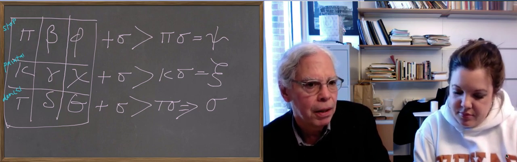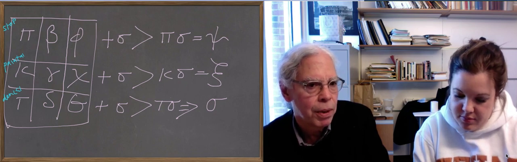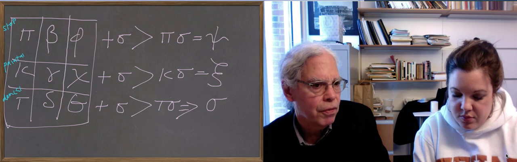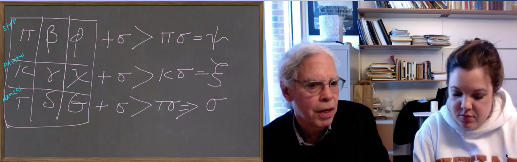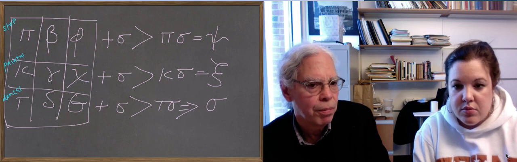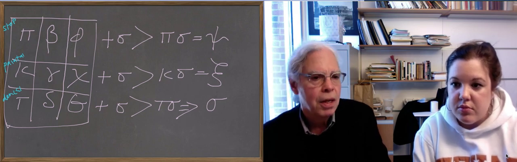In the case of kappa, gamma, and chi, the same thing happens. It becomes KS, which we write as a xi. In the case of tau, delta, or theta, it became TS, and then it went through a bunch of changes, and it became just plain sigma, all right?